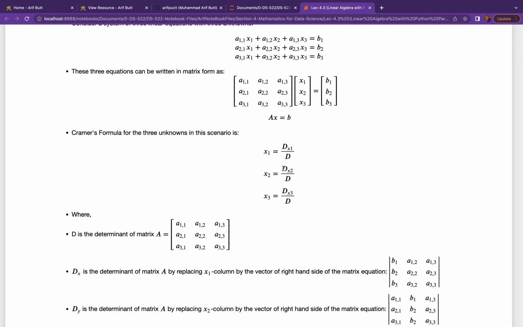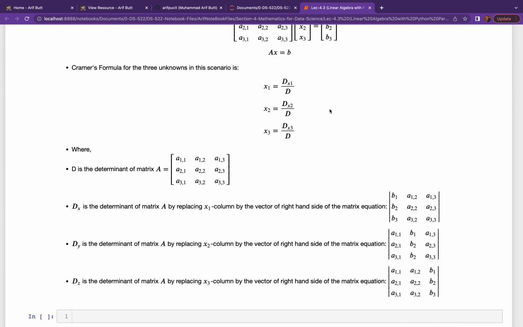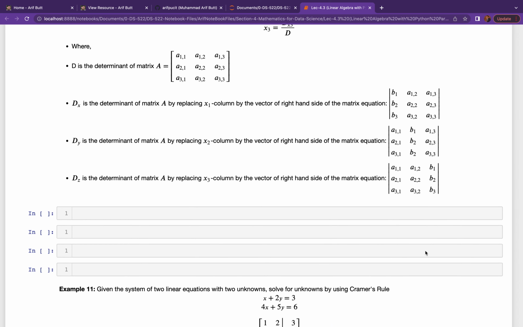So let me repeat again. So this d is very simple. This is the determinant of this matrix, and this dx1 is, you take this matrix A and this column is replaced with b1, b2, b3 as shown over here. And for dy or this dx2, we replace this middle column with b1, b2, b3 as shown over here. And for dz or dx3, we replace this column, the third column, with b1, b2, b3 as shown over here. So I hope this makes sense.